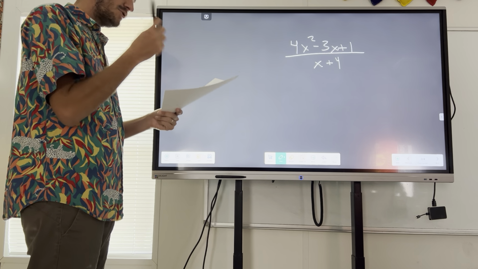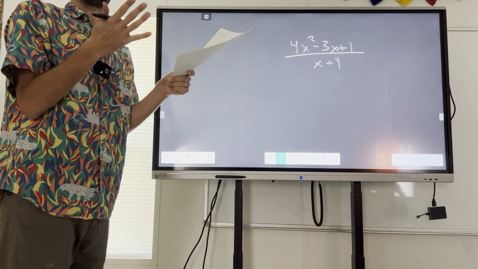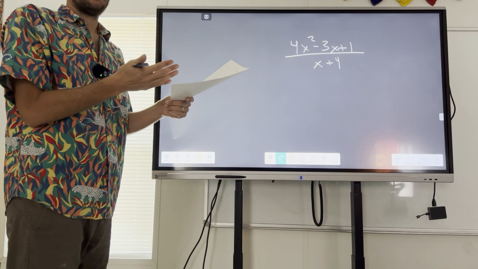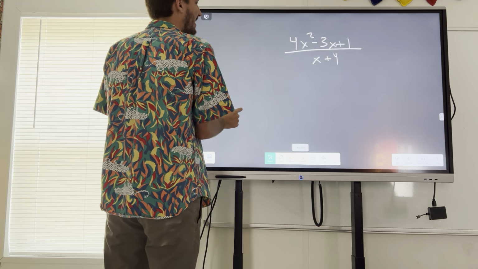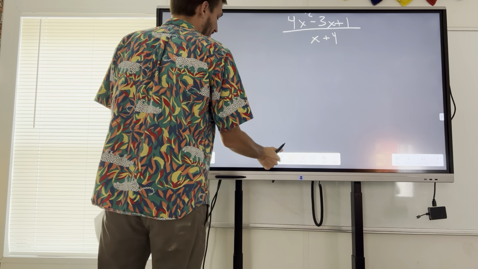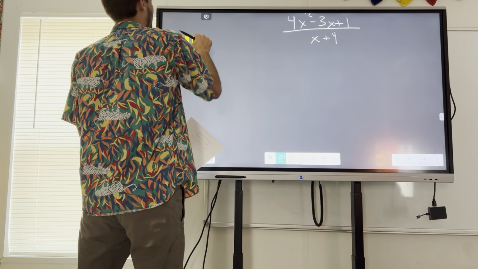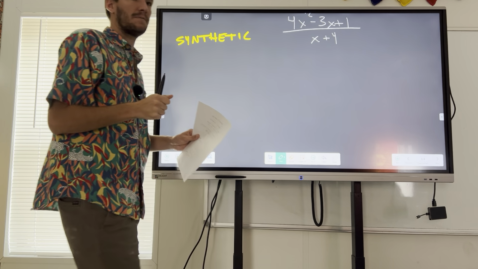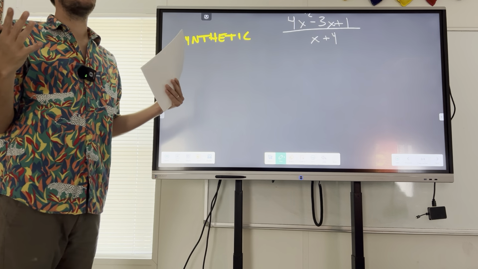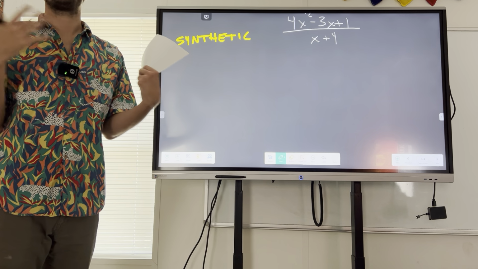Now, there's two different ways to do big division. One of them is a shortcut. Now this shortcut can be nice, and some people just don't like it at all. We're going to talk about synthetic division. Have we ever done synthetic division before? Okay, synthetic division, when it works, when you do it right, synthetic division is great.